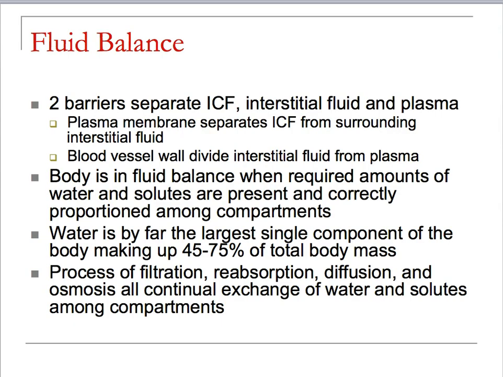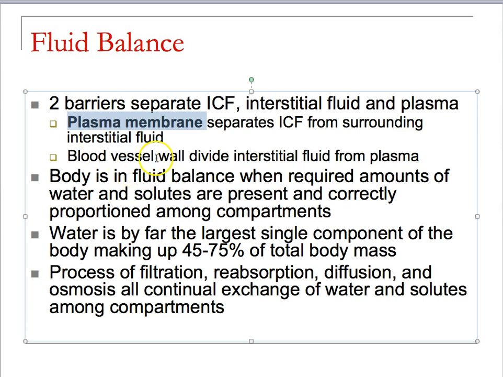And what we mean when we say fluid balance is that there are two barriers that separate the interstitial fluid and the plasma fluid. That's because you have the plasma membranes of all of the cells, as well as blood vessels, which have a specific construction, and they also have smooth muscle as well as a basement membrane. So each of these creates a slightly different gradient that allows materials to pass inside the body.